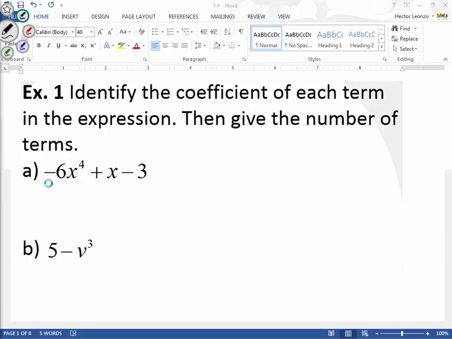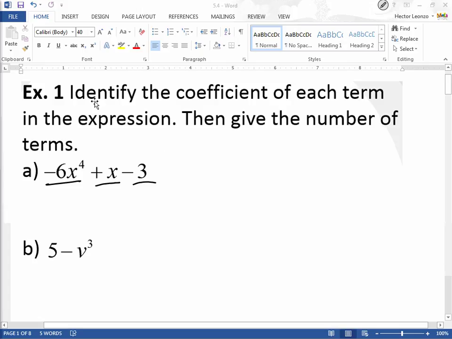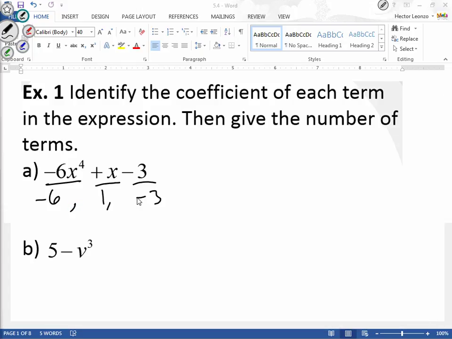So I see this is a term. I see here's another term, and here I have another term. Now, the coefficients, we're going to talk about the first number of the term with the sign included. So, for example, the thing here says identify the coefficient of each term in the expression. So here my coefficients are going to be -6, +1, and -3.